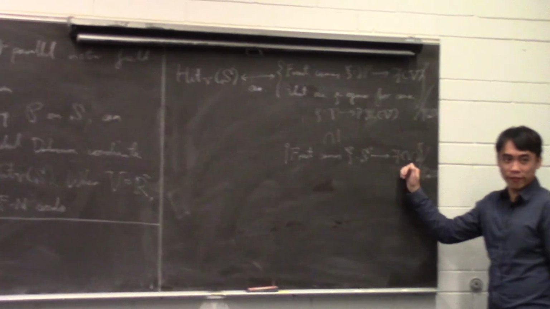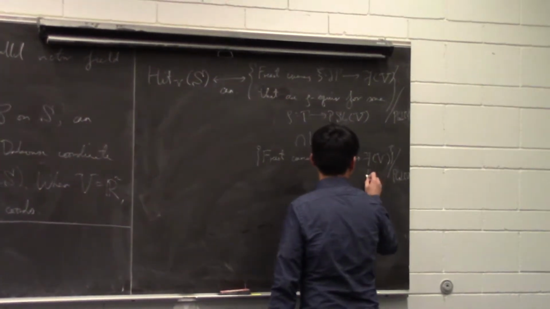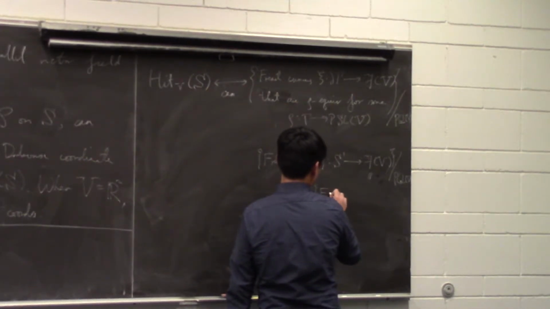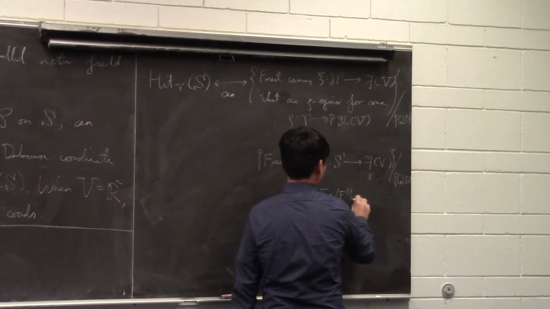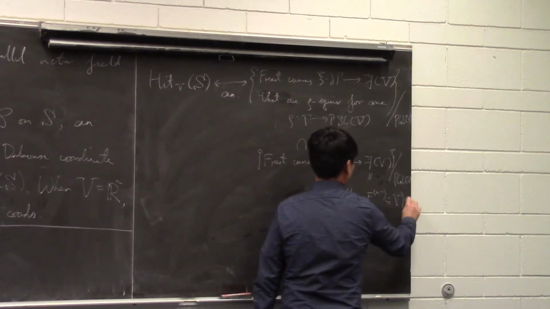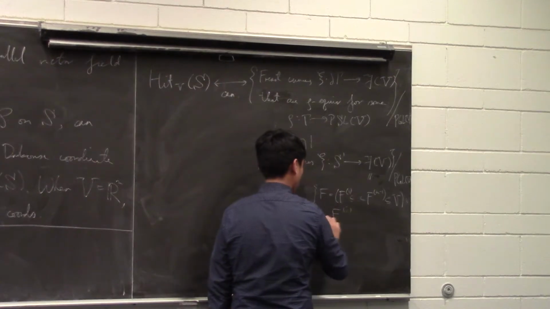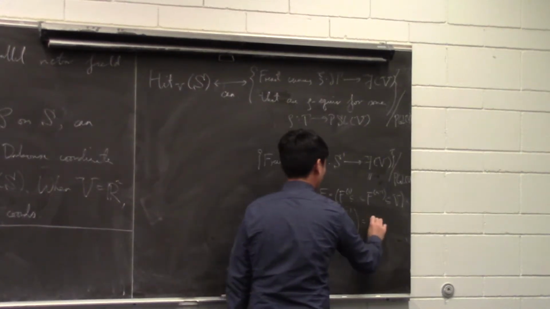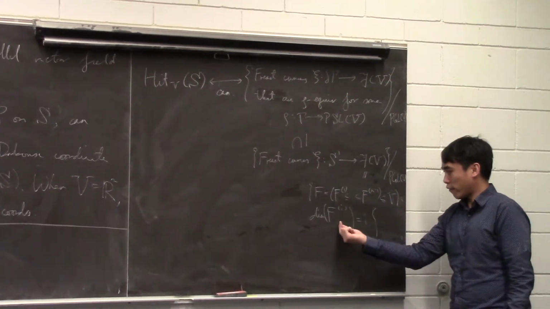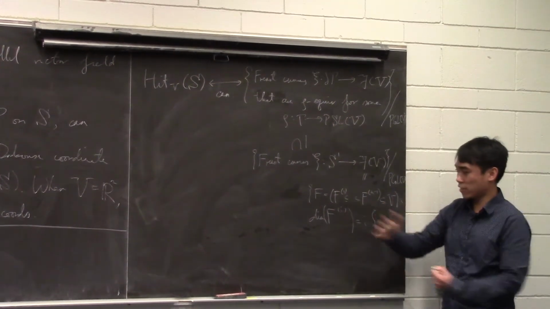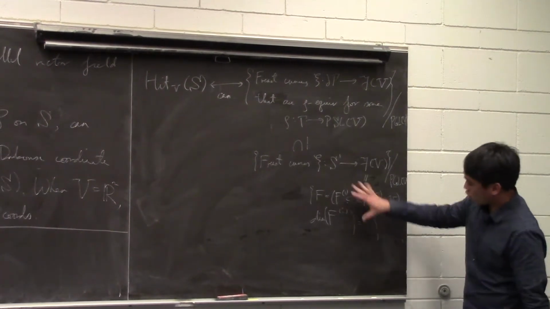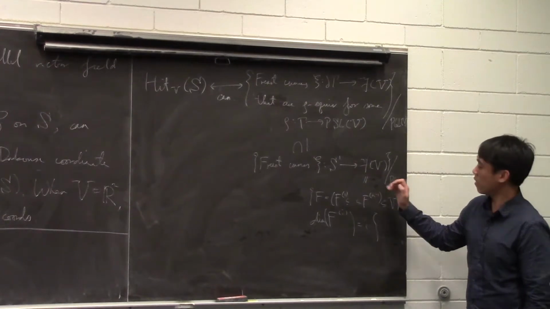So first, what is a flag? A flag is a nested sequence of subspaces, one of each dimension, inside of V. So F_i is an i-dimensional subspace. Just stack them all up, put them inside of V. And the space of all such objects is called the space of flags.